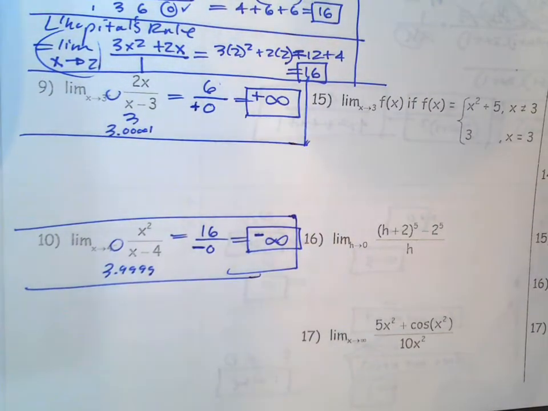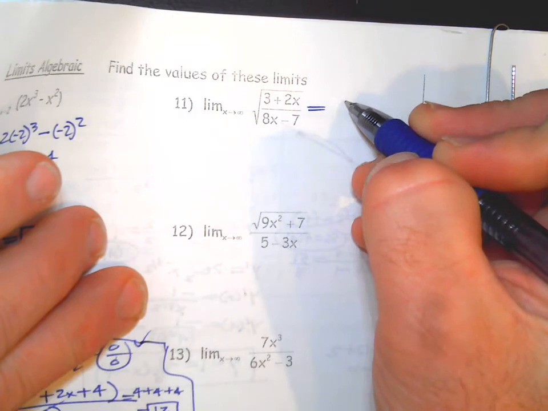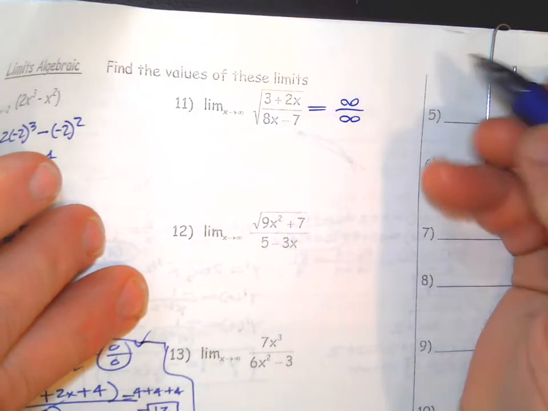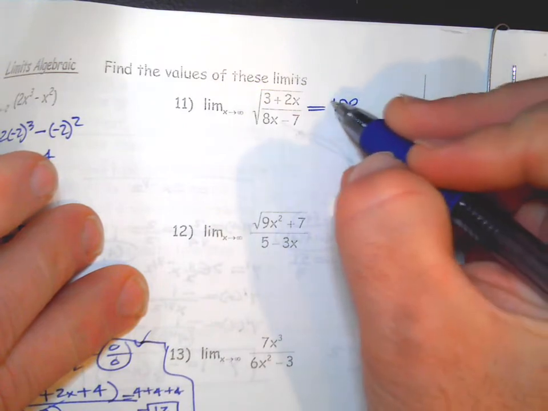Okay, those are pretty quick. 11, if we go to infinity, top's going to infinity, bottom's going to infinity. So we're going some kind of infinity over infinity. Okay, that's something good to write. Positive infinity over positive infinity.